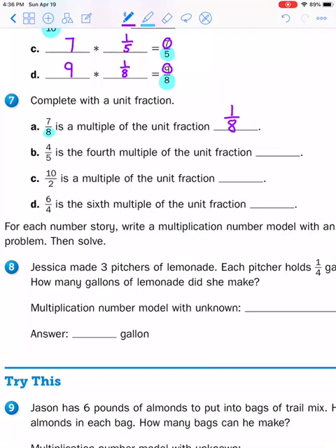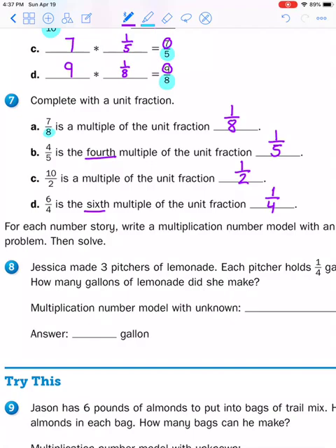So 4/5 is the fourth multiple of the unit fraction 1/5. 10/2 is a multiple of the unit fraction 1/2. 6/4 is the sixth multiple of the unit fraction 1/4. So you notice all these unit fractions have a 1 as the numerator.